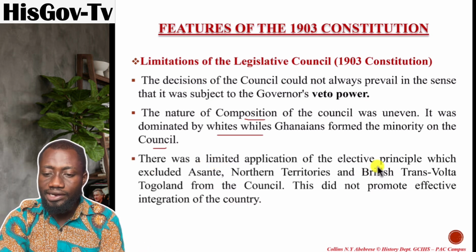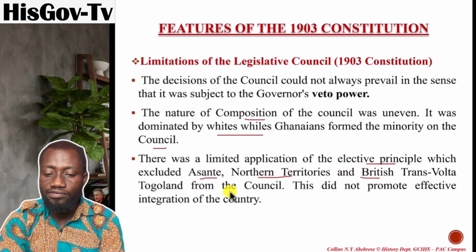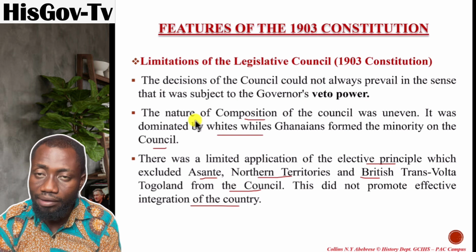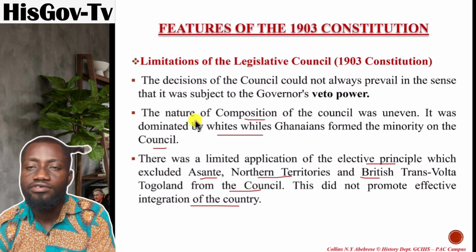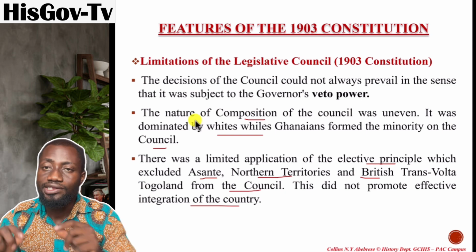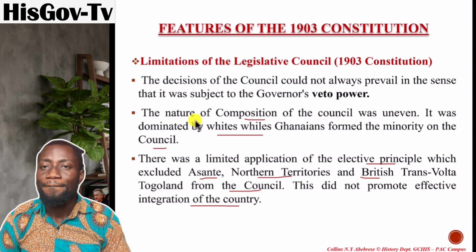There was a limited application of the elective principle, which excluded Ashanti, the Northern Territories, and British Togoland from the council. This did not promote effective integration of the country. So as we have already established, Ashanti, the Northern Territories, and the British Mandated Togoland were ruled differently. So this constitution did not apply to them.